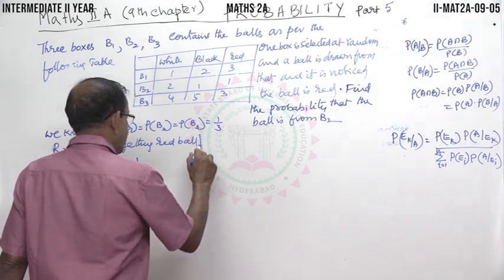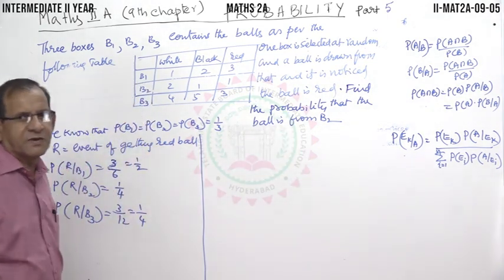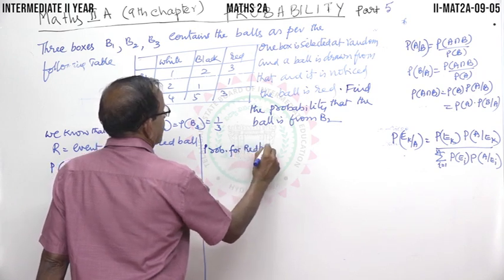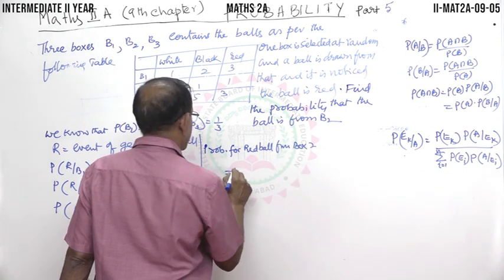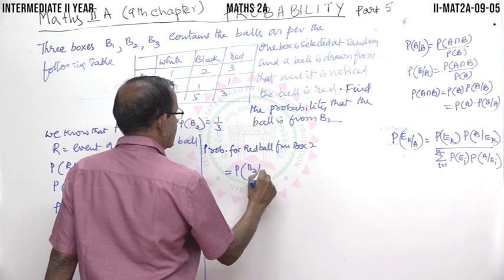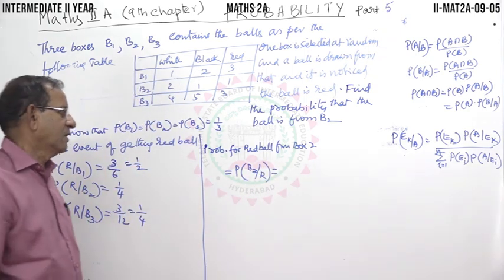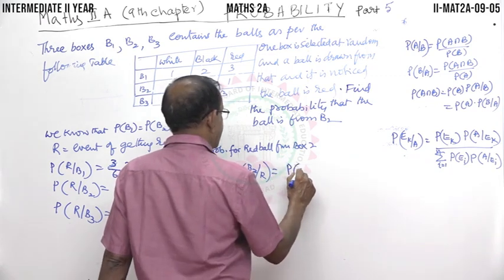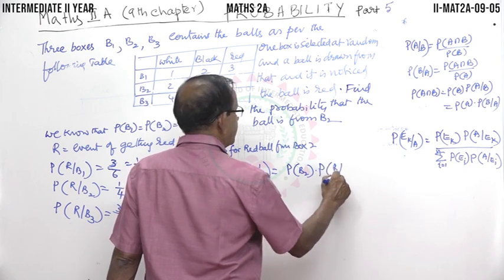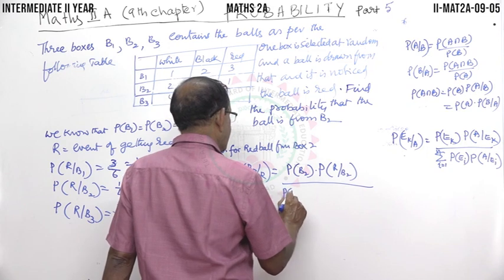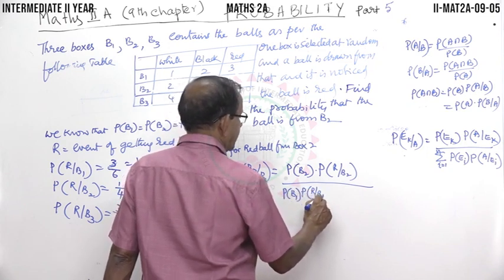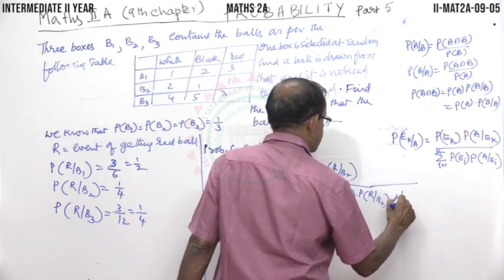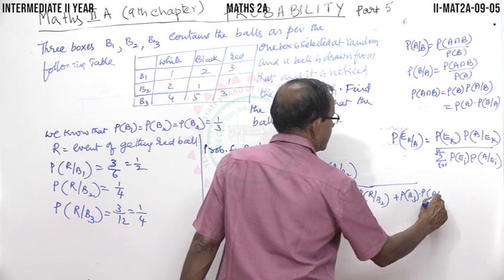Now, what is the question? What is the probability that the red ball is from box 2? That is P of B2 by R, according to this formula, equal to P of B2 into P of R by B2, divided in the denominator by P of B1 into P of R by B1 plus P of B2 into P of R by B2 plus P of B3 into P of R by B3.